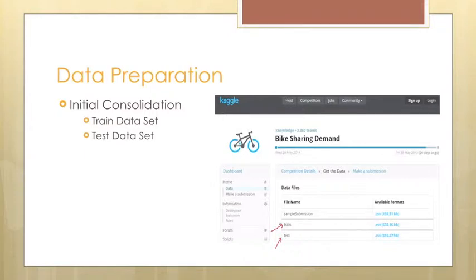For the data preparation part, in the consolidation of data, we got two sets of data from Kaggle. One is the training data set and one is the test data set. The training data set is the data which would be used for developing the model, while the test data set would be the data which would be used for predicting the value of the count, which is the number of bikes to be rented. These data are in the .csv file format, so no further data consolidation was required.